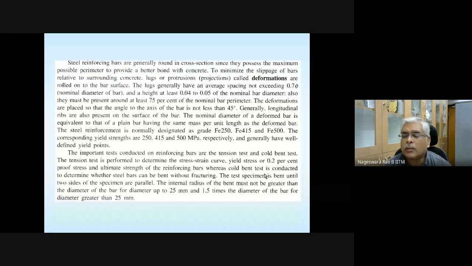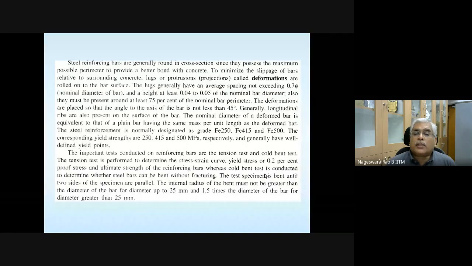Okay, and these are some of the specifications related to that. The deformations are placed so that the angle to the axis of the bar is not less than 45 degrees. Generally, longitudinal ribs are also present on the surface of the bar. The nominal diameter of deformed bars is equivalent to that of a plain bar having the same mass per unit length as the deformed bar. This is what I explained to you yesterday, how to get the equivalent diameter of a deformed bar.